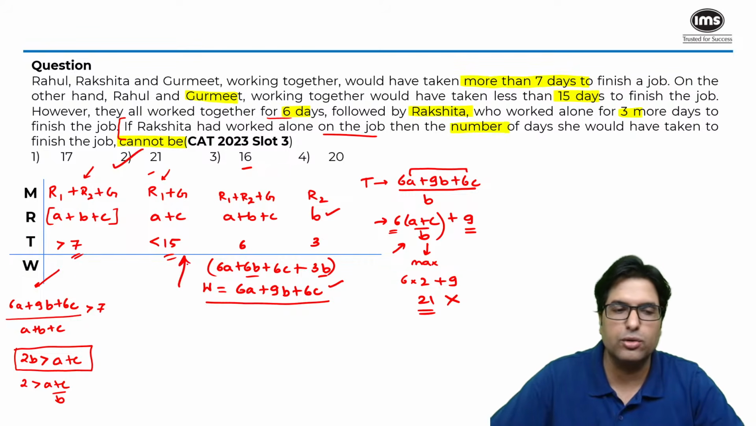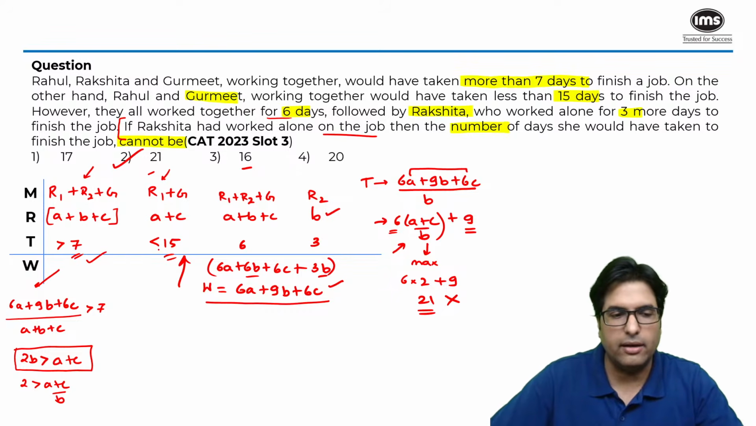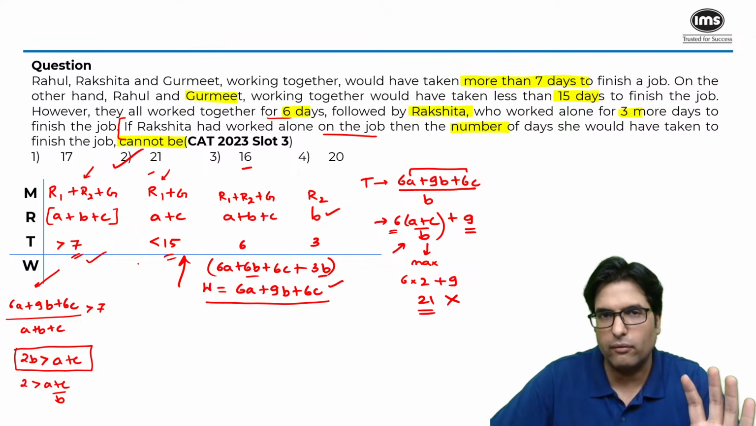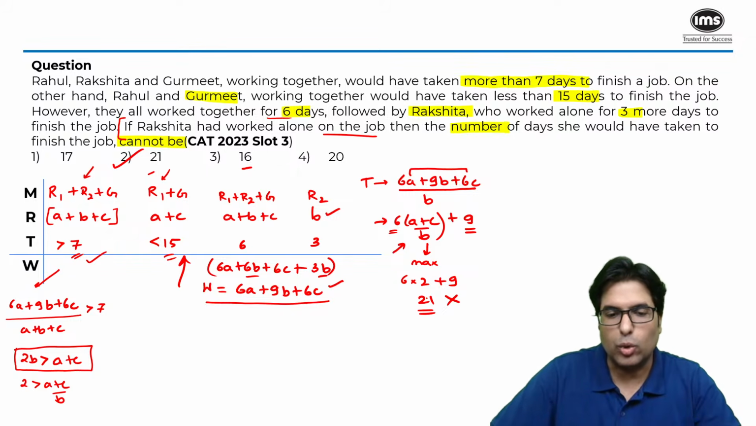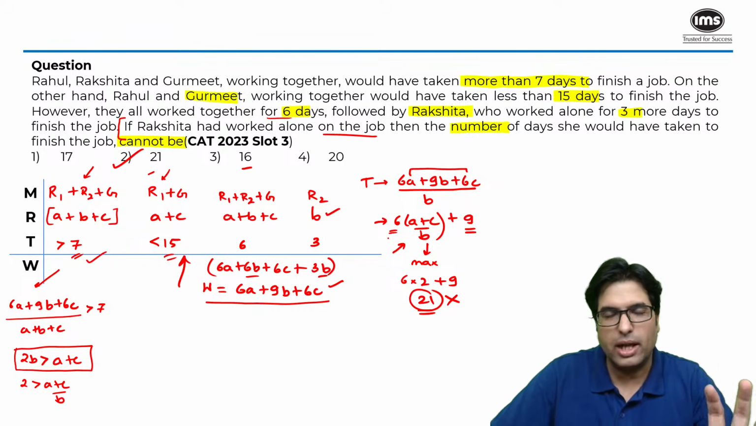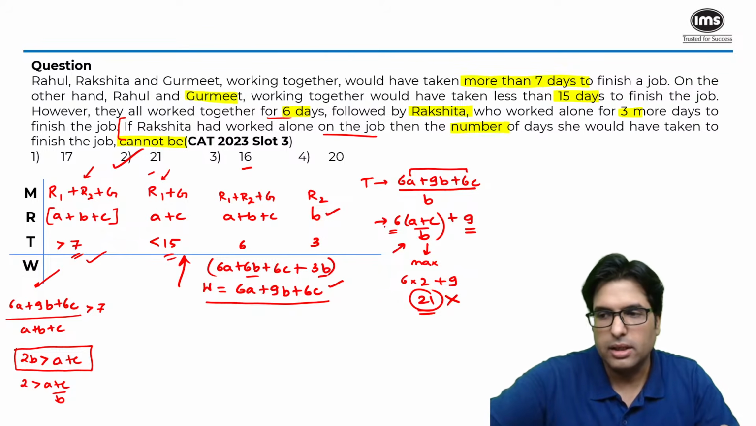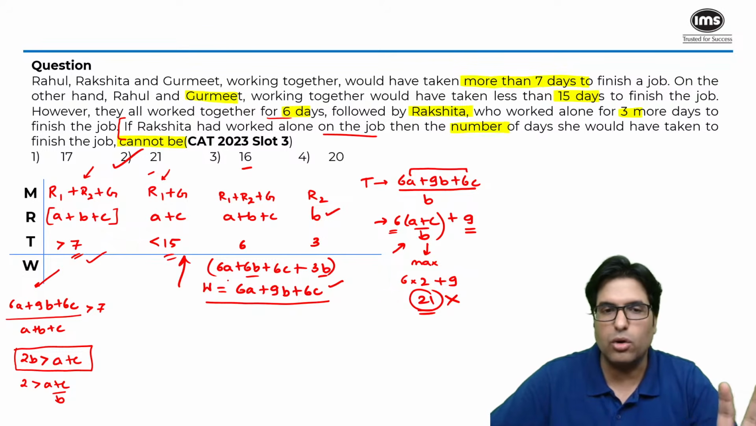You don't need to make use of this because we were lucky, because this equation yielded us the upper limit. Had this equation yielded the lower limit, we would have to use a second inequality. So 21 cannot be the answer because this number a plus c by b has to be less than 2. But this is a super time consuming difficult question from a very easy topic of time and work. So I hope this is clear as to how to approach this question.